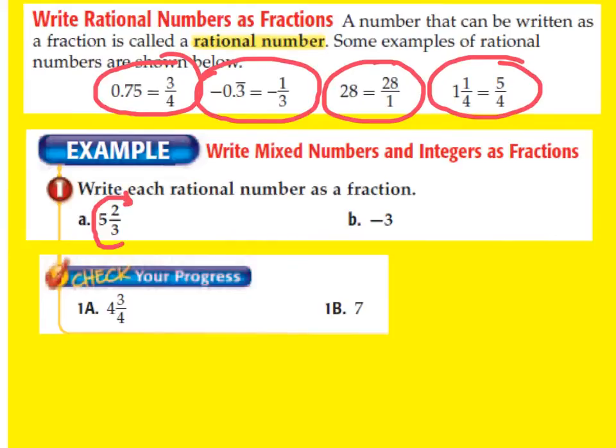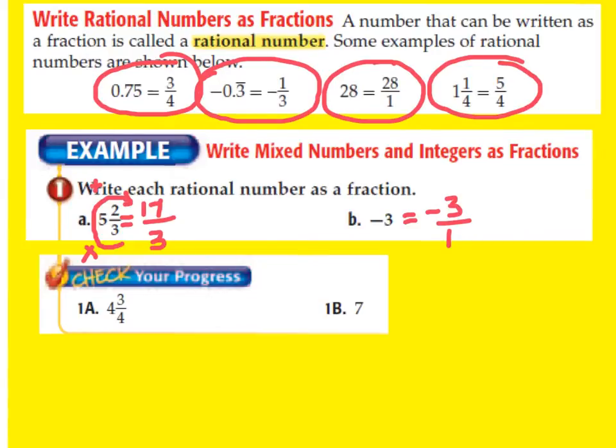You take 3 times 5 plus 2. So that would be 17. And then the denominator stays the same. So 5 2/3 is the same as 17/3. To write -3 as a fraction, we would just write -3 over 1. So go ahead and pause the video and then write 1A and 1B as fractions, and then play the video to check your answer.